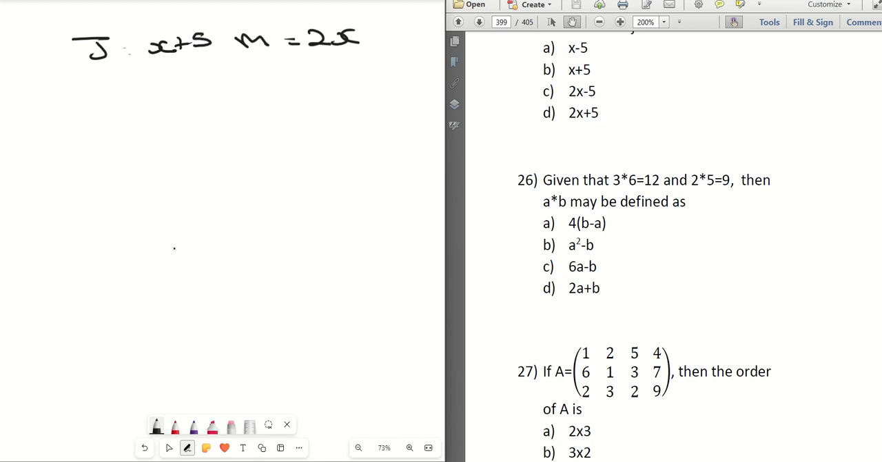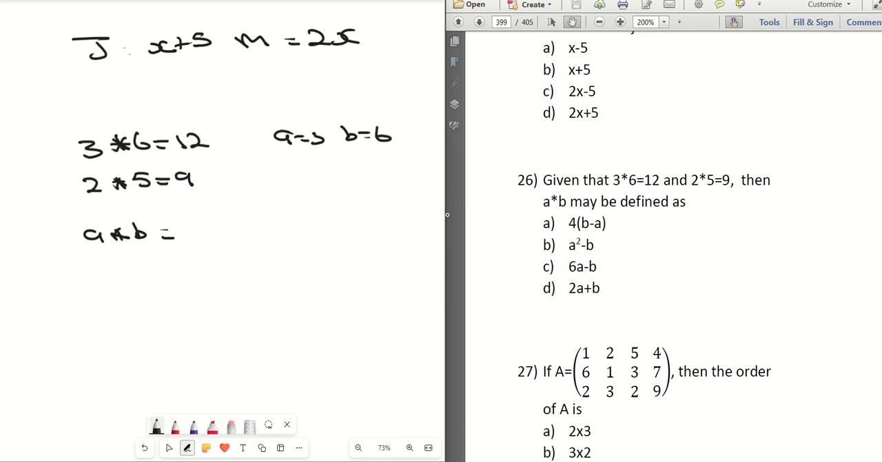Given that 3 asterisk 6 is equal to 12, then 2 asterisk 5 is equal to 9, then A asterisk B is equal to... I will not even try to solve without using those two things. What I would do is just put my values. That means A is equal to 3, B is equal to 6, and in this one A is equal to 2, B is equal to 5, and you have to get an answer of 12.